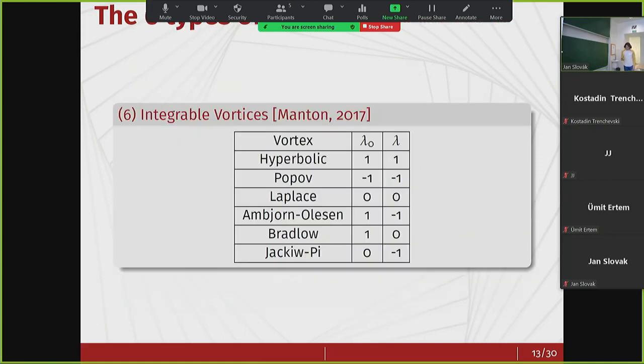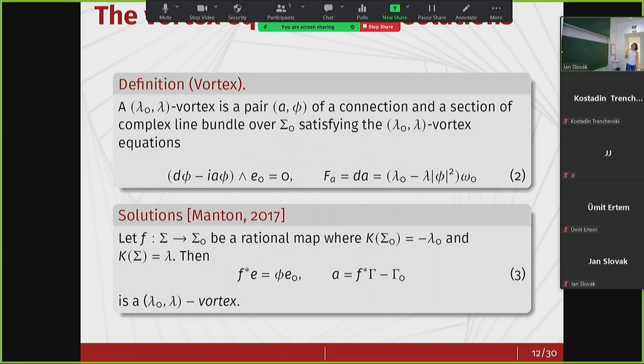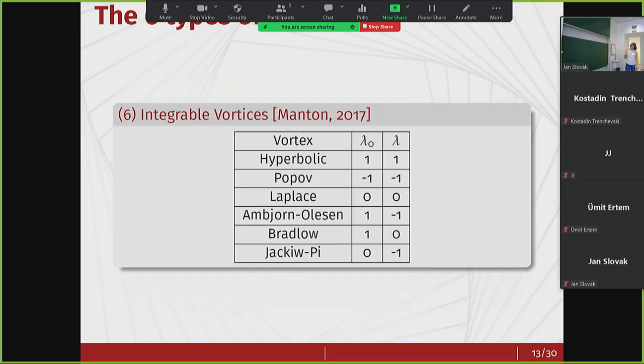Okay, and this is a result due to Manton. If you check the paper, he proved this result, and then he started to explore different cases; he just considered rational maps, as I am stating here. And then he goes case by case and baptizes them in this way. So remember that minus lambda 0 and minus lambda are going to be the Gauss curvatures, okay? So in this case, for example, you are taking rational maps between the hyperbolic space in two dimensions and the hyperbolic space in two dimensions.